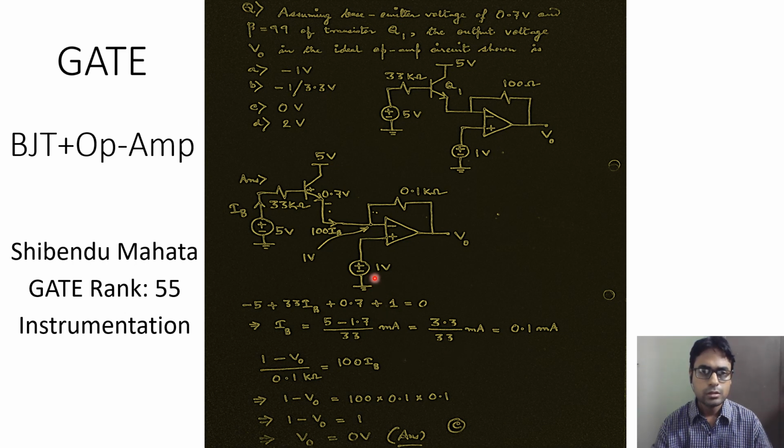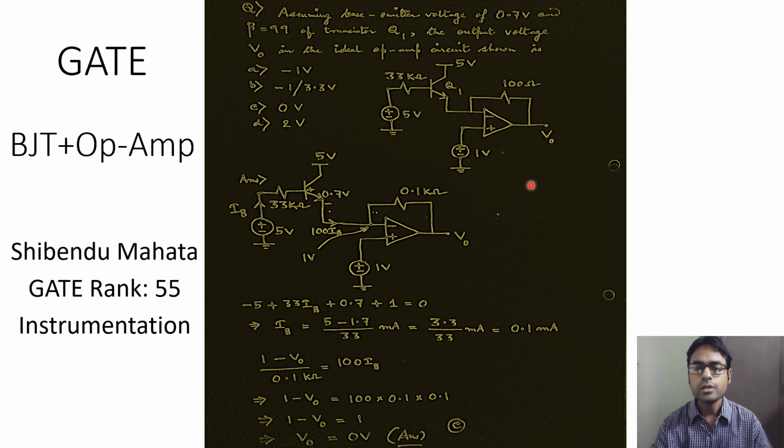Next, this current is 100 times IB, and so the voltage between these two nodes can be written as 1 minus V0, divided by 0.1 kilo ohms, which should result in this current. Therefore, using Ohm's law, we can write that this current, which is 100 times IB, is equal to 1 minus V0 divided by 0.1. And if we do this little math, V0 turns out to be 0 volt. So the answer to this problem is option C, which is equal to 0 volt.